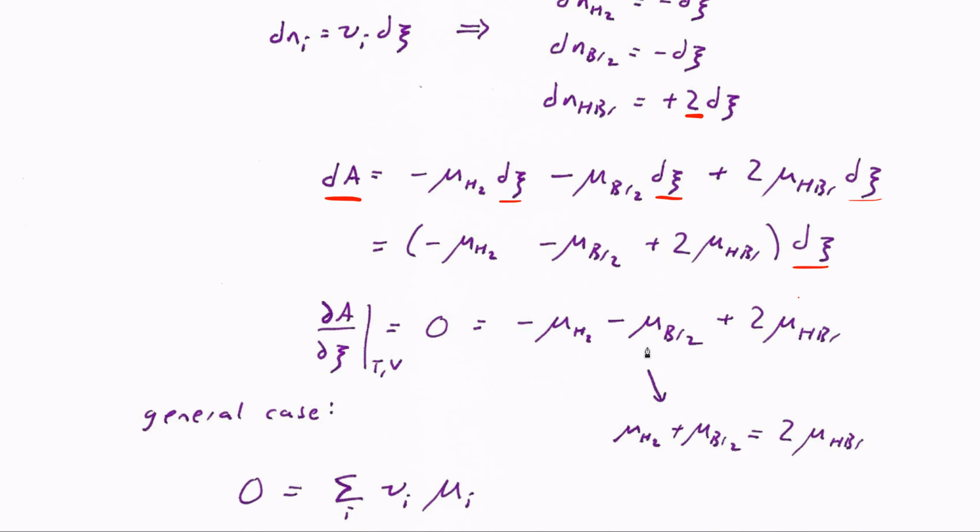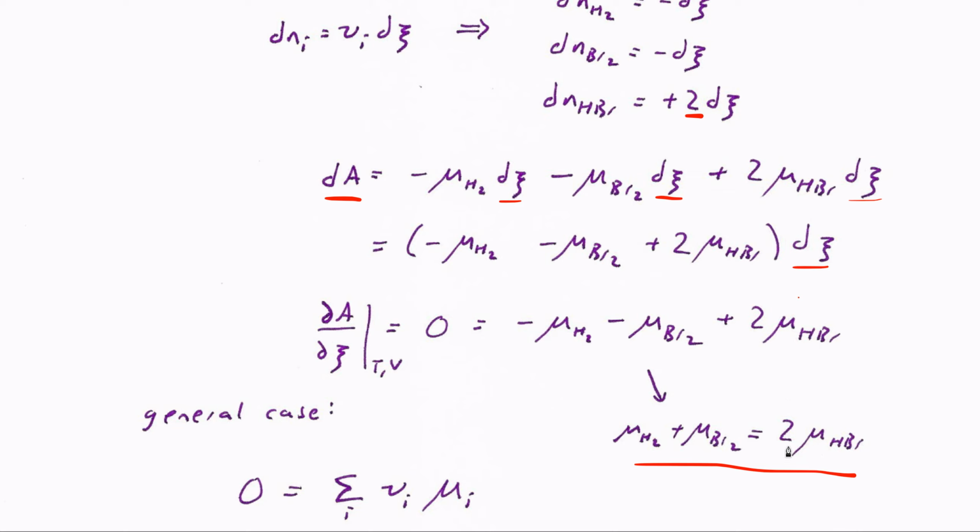If I move the negative terms over to the left-hand side of the equation, we get this result. The chemical potential of H2 and the chemical potential of Br2 have to add up to twice the chemical potential of HBr. So this is another condition for equilibrium. One condition for being at equilibrium is that the free energy must not change as I move the reaction slightly forward or backward. Another condition is that the chemical potential of the reactants, H2 and Br2, is exactly the same as the chemical potential of the products, which is 2 moles of HBr.